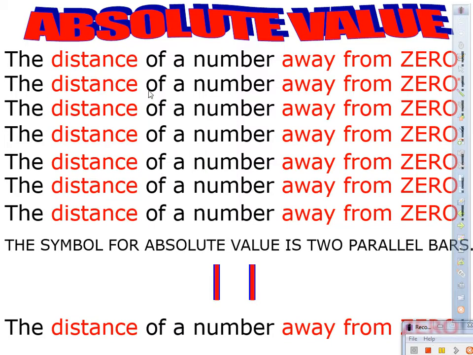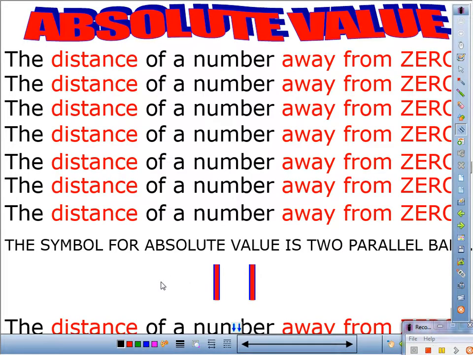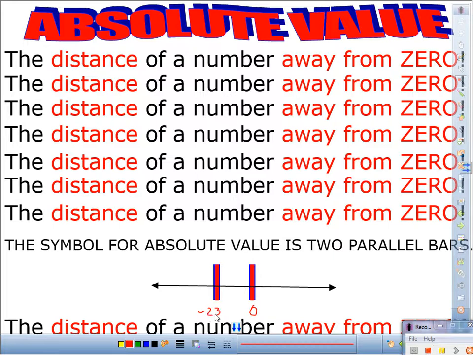Now check this out really quick. Notice that the red letters say distance away from zero. That's why we use these bars right here. Now let me illustrate again. I did this at the beginning of the year. Here it goes again. If I was to give you a number line and I said, what is the distance from 0 to negative 23, you would say 23 steps. Is that correct?